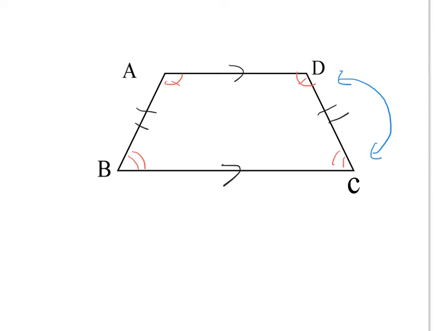And lastly, the diagonals are congruent in an isosceles trapezoid. Be careful here, the diagonals of a trapezoid do not bisect each other, even though the diagonals of an isosceles trapezoid are congruent.